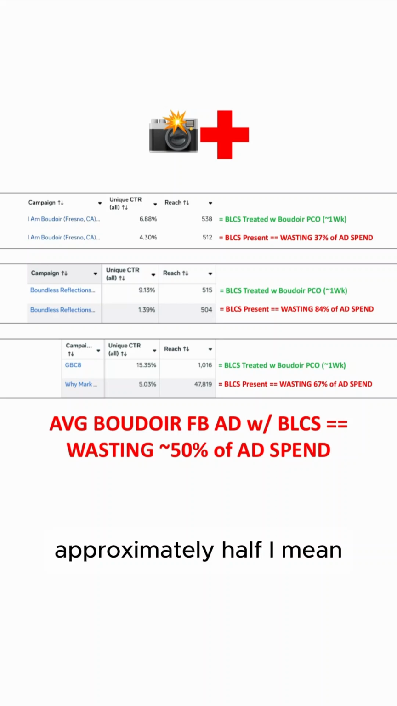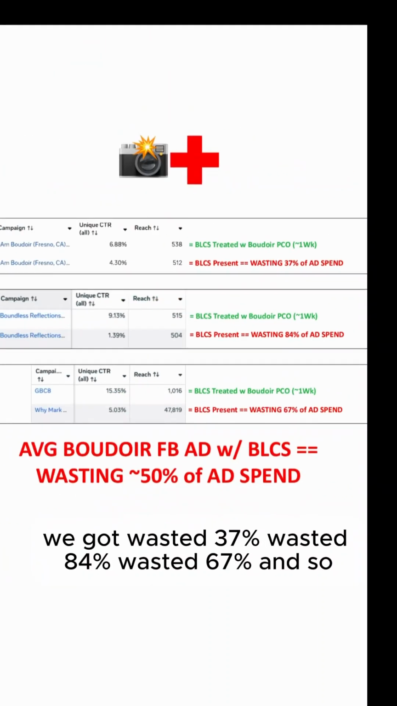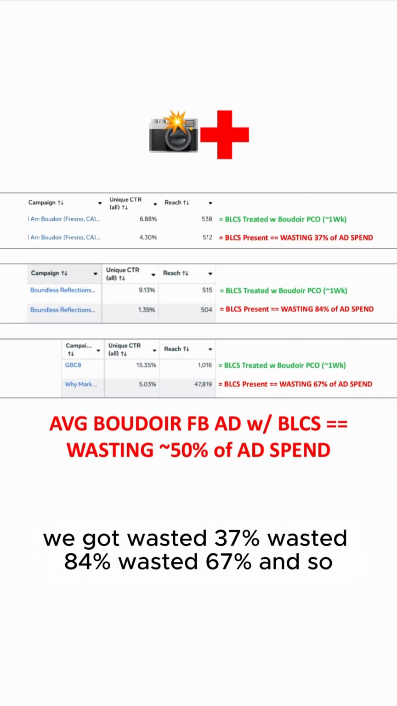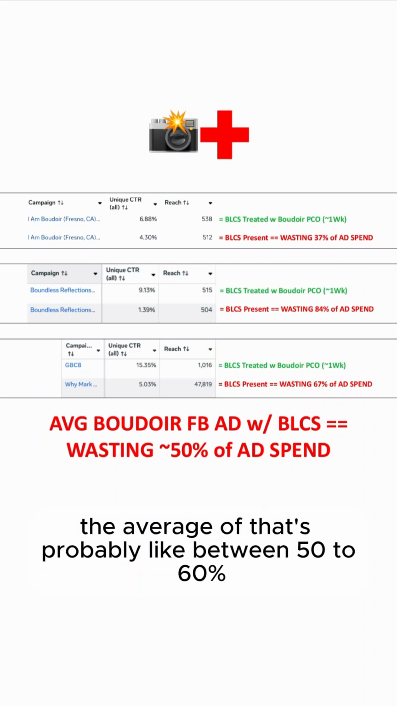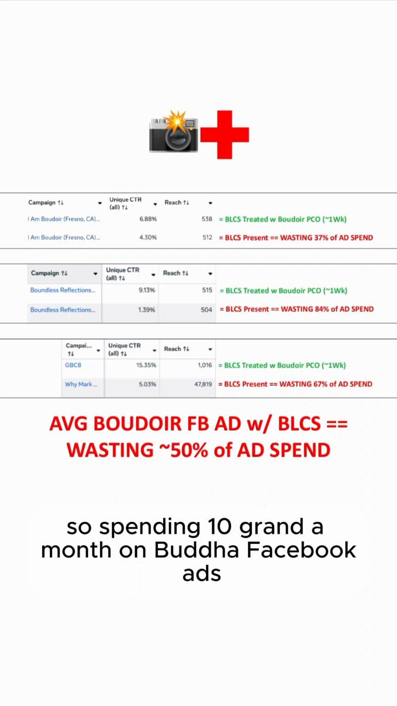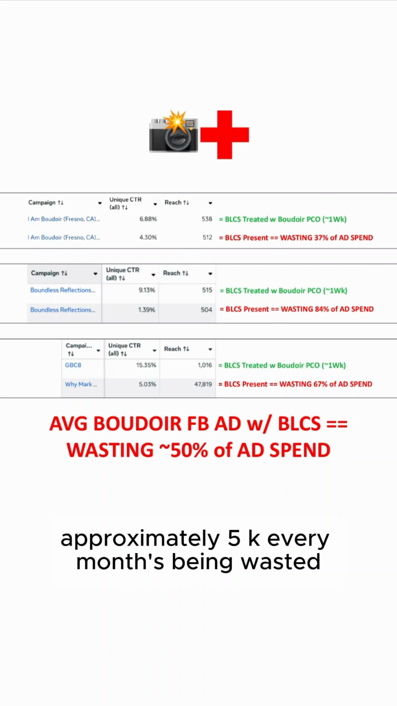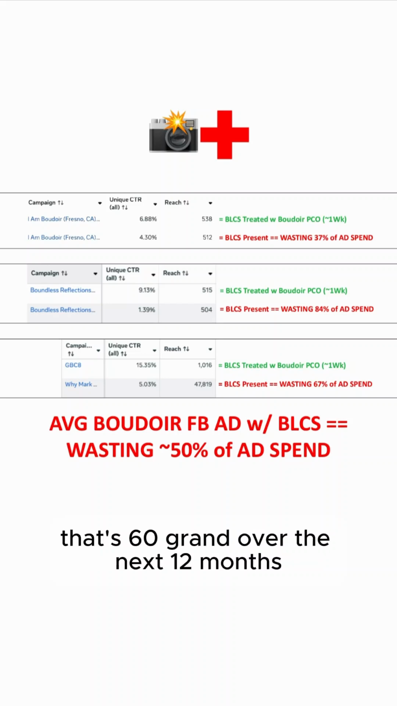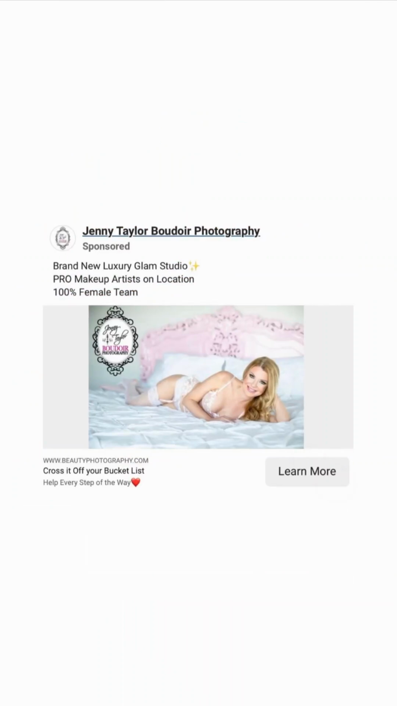Approximately half. I mean, look at the numbers here. We got wasted 37%, wasted 84%, wasted 67%. And so the average of that's probably like between 50 to 60%. So spending 10 grand a month on Boudoir Facebook ads, about 5 to 6K, approximately 5K every month being wasted. That's 60 grand over the next 12 months. Photographer's pocket.